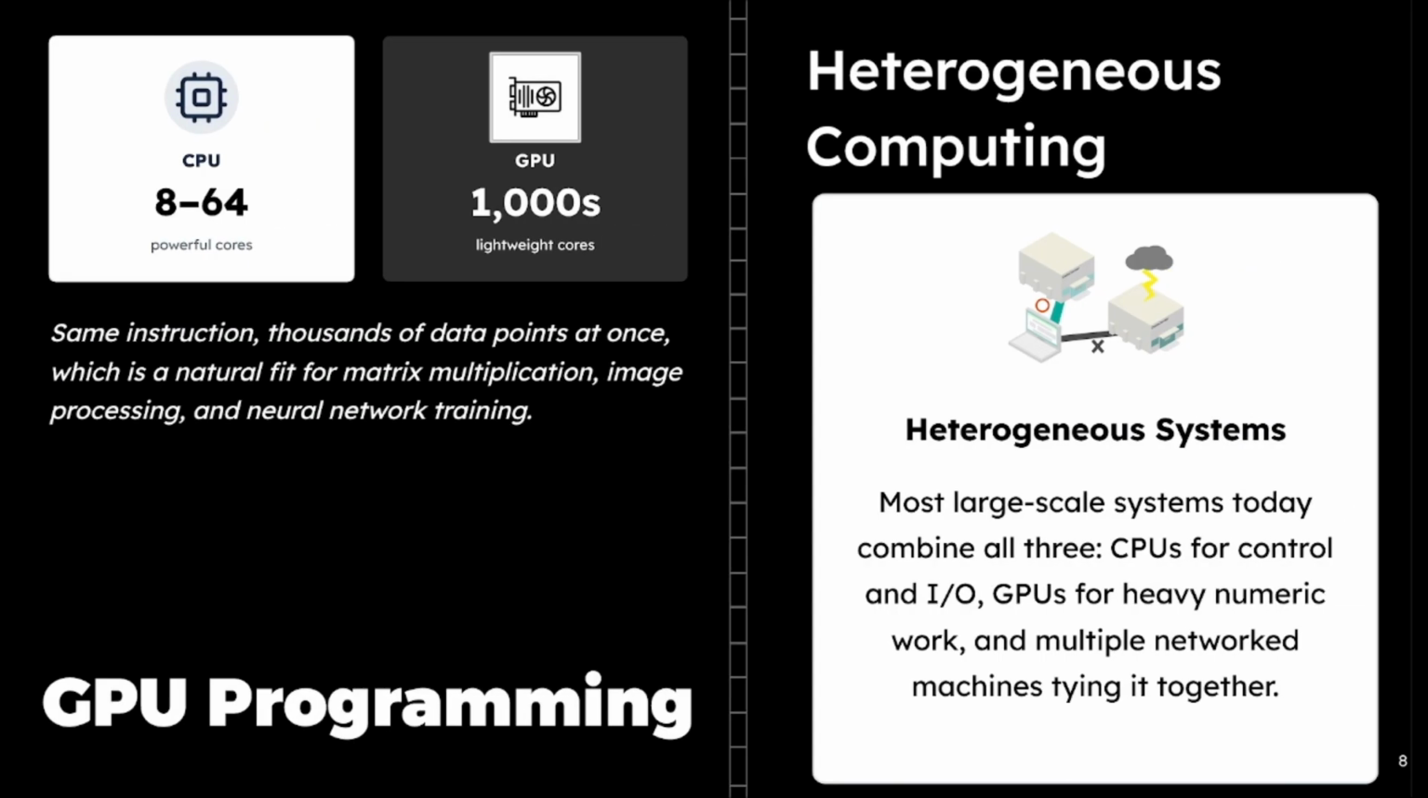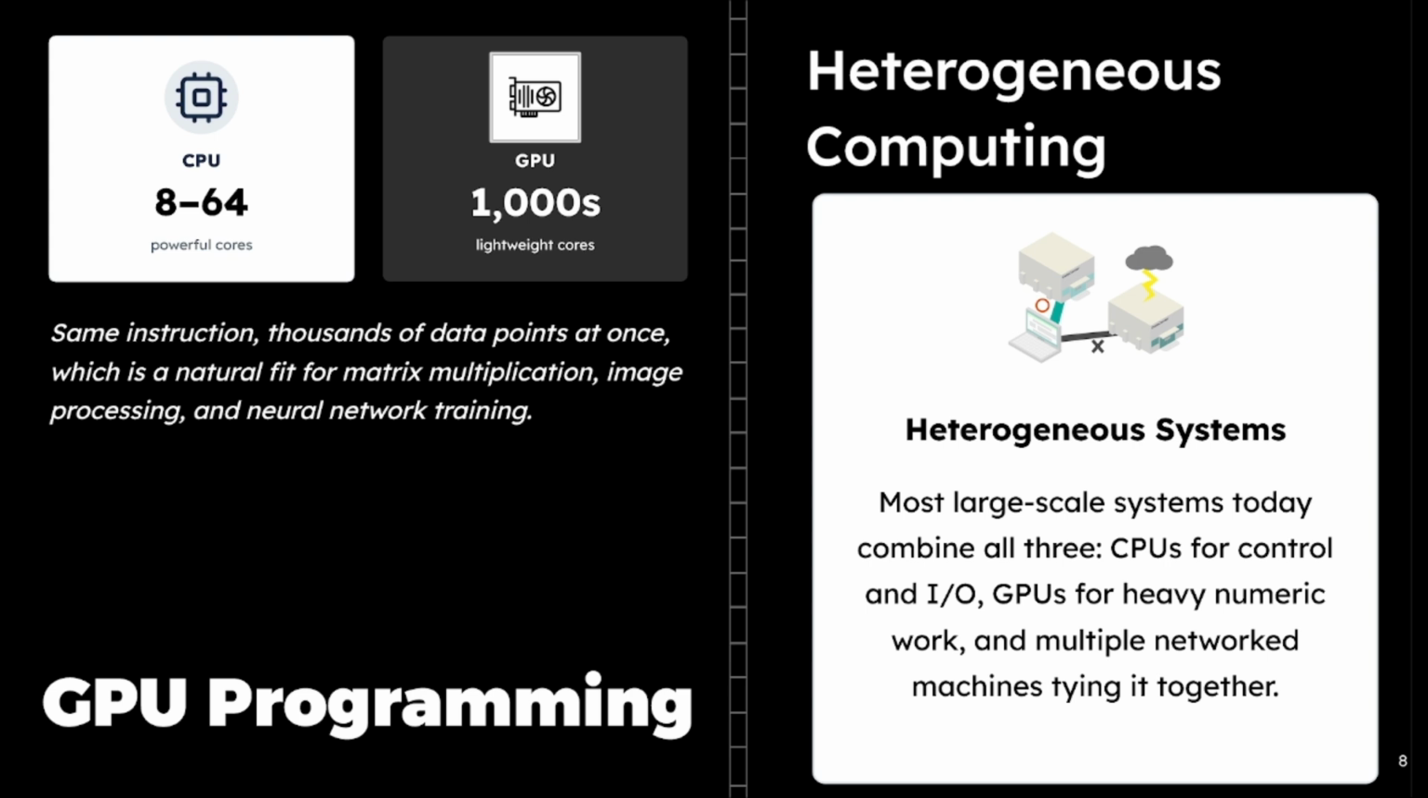The third major model is GPU programming. And this is where a lot of the recent excitement in machine learning comes from. A GPU is built completely differently than a CPU. Instead of a handful of powerful cores, it has thousands of much simpler cores, all designed to execute the same instruction on different pieces of data simultaneously. That structure is a perfect match for problems like matrix multiplication, image processing, and neural network training, where you're applying the same operation across huge arrays of numbers.